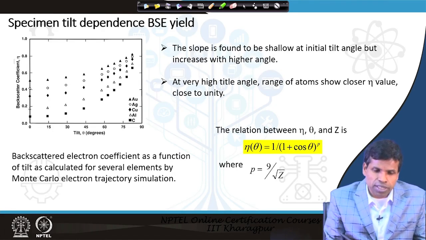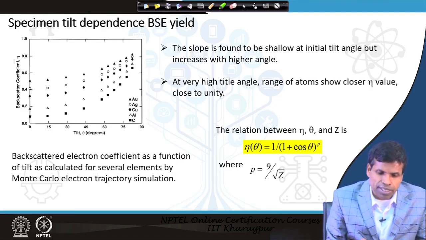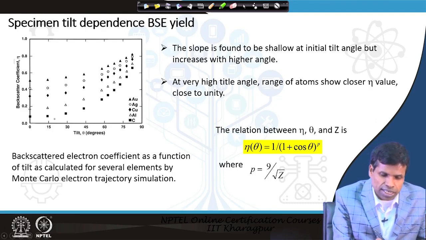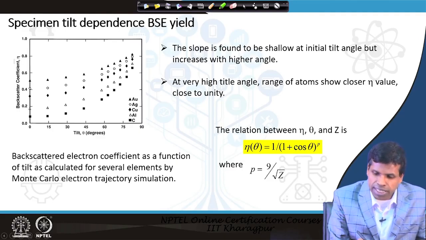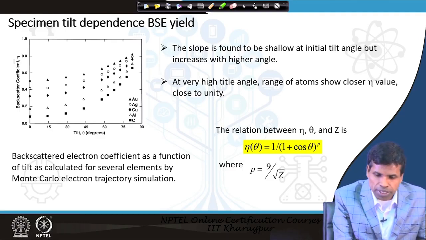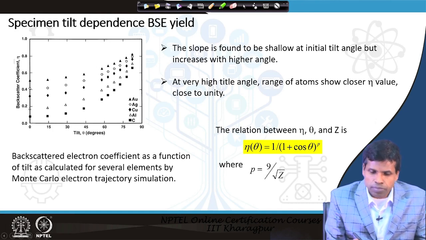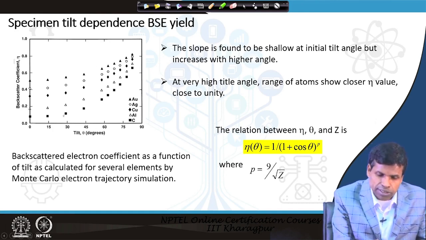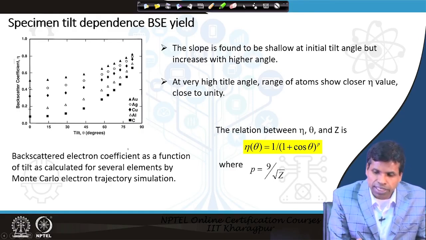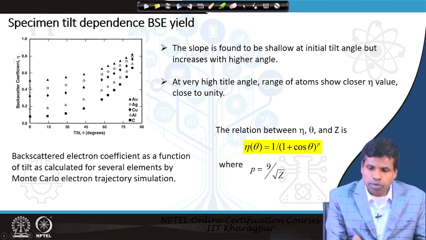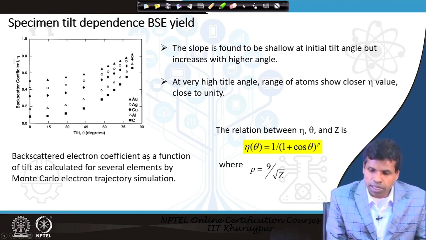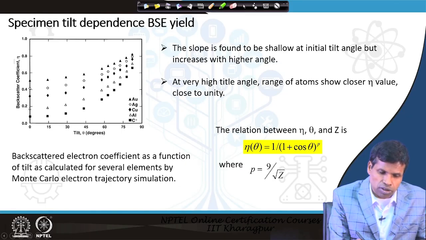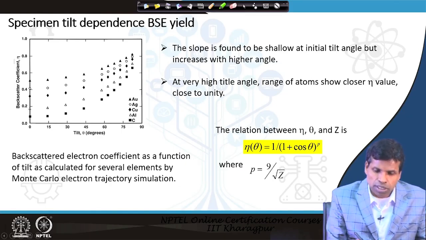Specimen tilt dependence: as we see here, there is a little bit of difference. As we increase the tilt, the backscattered electron coefficient indeed increases, and the slope is found to be shallow in the low atomic number cases. The backscattered electron coefficient is shallow at smaller tilt angles as compared to higher tilt angles, and at a very high tilt angle, atoms with different atomic numbers have backscatter coefficient values that come close to each other.